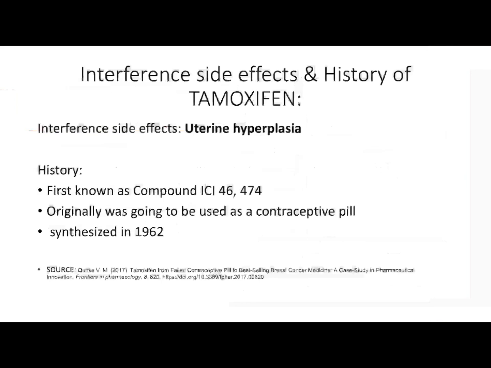Some important facts about its history is that it was first known as a compound ICI 46474. Originally, it was going to be used as a contraceptive pill, and it was synthesized in 1962. Another fact about it is that it first was mainly used as a palliative treatment for advanced breast cancer. An important turning point in the journey of this drug is that it went from an orphan drug to being one of the best-selling medicines in the 1980s, when the clinical trials showed that it was also useful as an adjuvant to surgery and chemotherapy in the early stages of the disease.